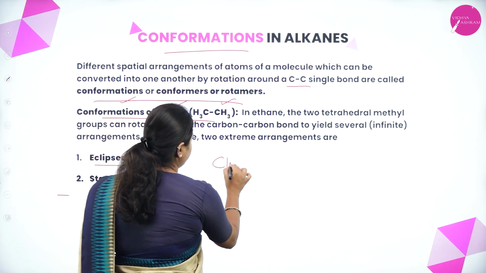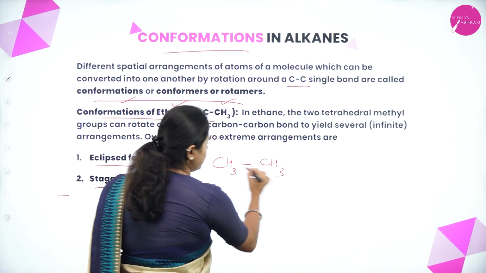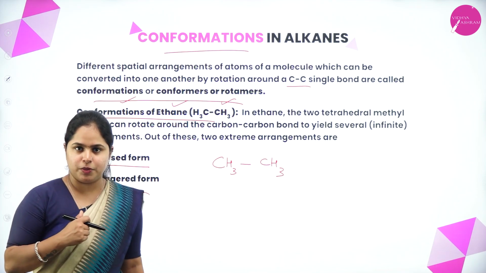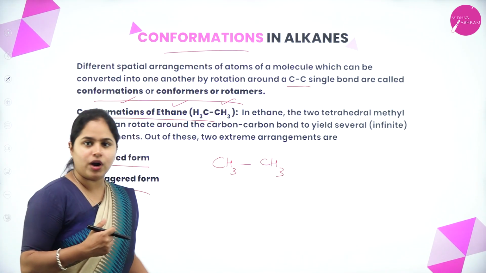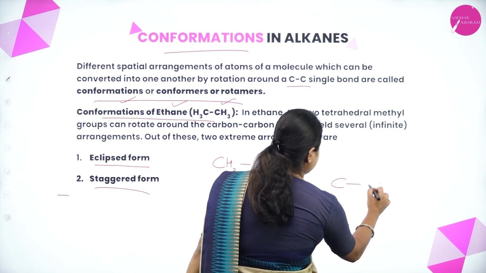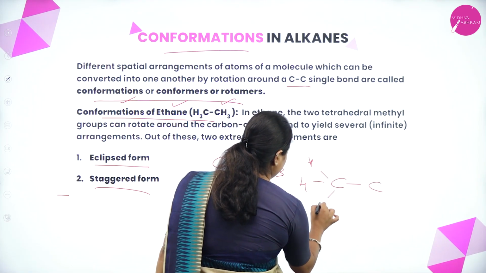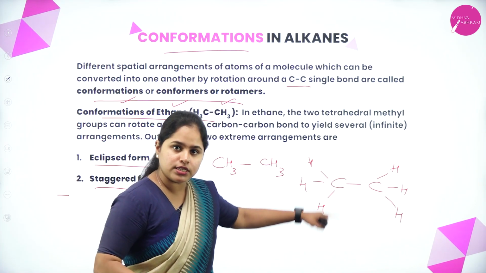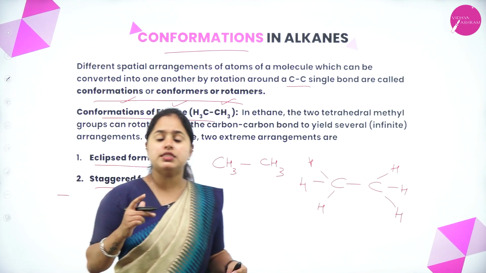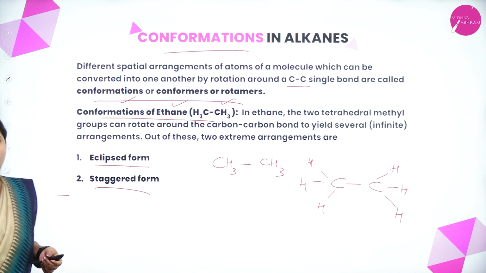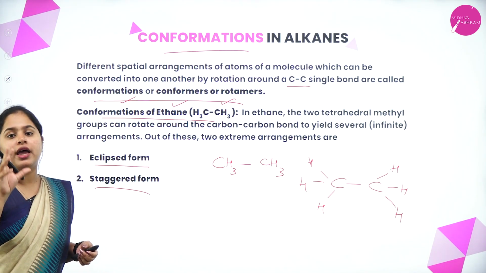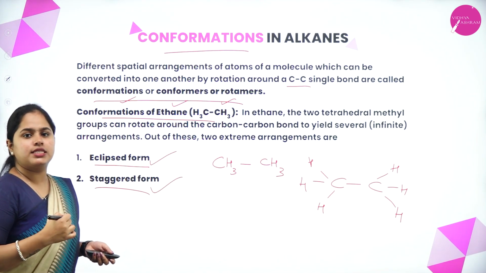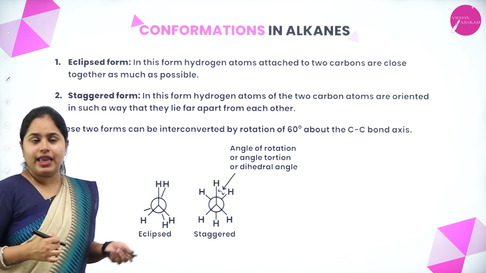So the example we are going to take here is CH3CH3, that is ethane. Okay, so it can have an infinite number of arrangements in space. Why? Because there is only one carbon-carbon single bond. As you can see, CH3 and CH3, right? So it can rotate about this carbon-carbon single bond. So that means that it can have an infinite number of arrangements. Out of these two extreme structures, we are going to see one is the eclipsed form and the other one is the staggered form. Okay. So first let's see the eclipsed form.